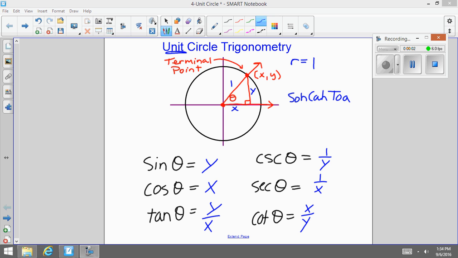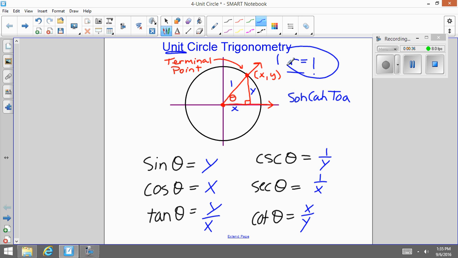Hi everyone. Today in class we started talking about unit circle trigonometry. And so remember that we're taking this concept of an angle in standard position where the initial side is on the positive x-axis and the terminal side rotates around the vertex. And so now the terminal side intersects the circle at a point. And so that's represented by an ordered pair, which is x comma y. And then remember the radius of the circle is 1.